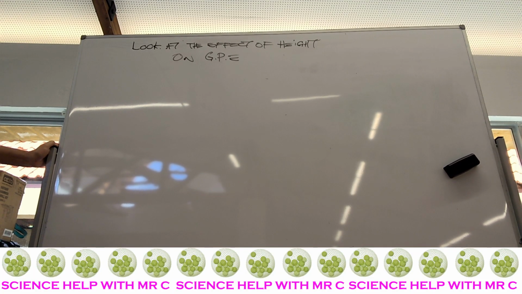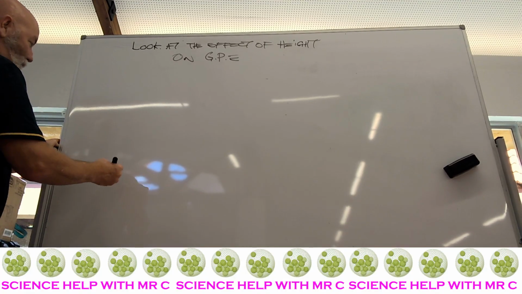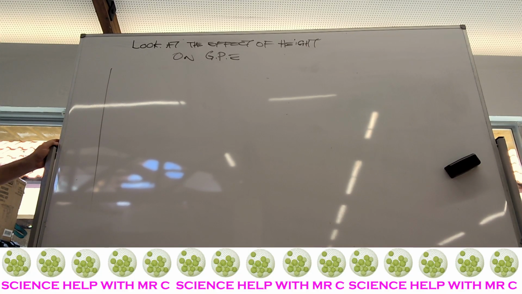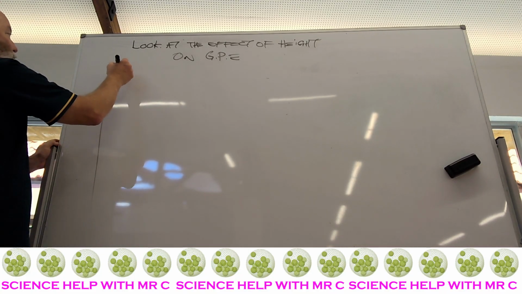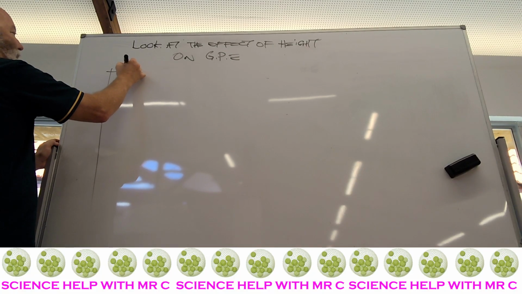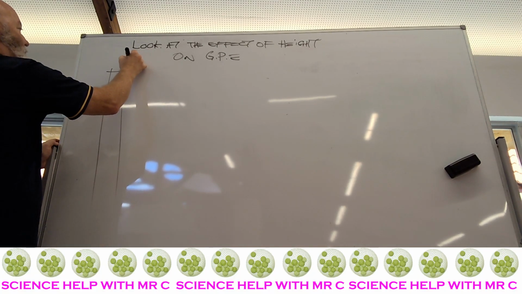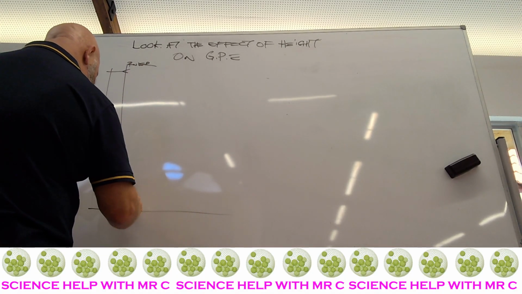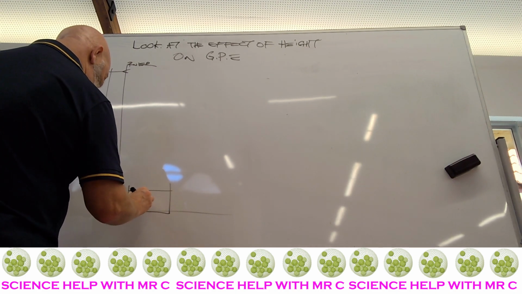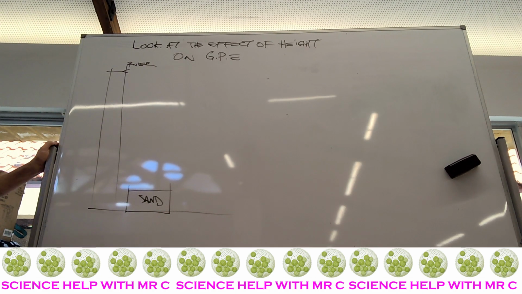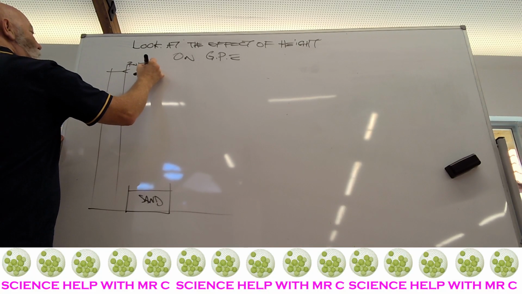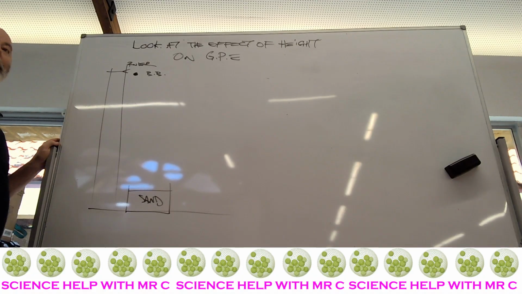So what you're going to do in your prac is that you've got some sort of retort stand or something. And we have a ruler, so we're going to have a little flag going out there. I'm going to say this is a ruler. Down the bottom here, you're going to have a bucket of sand. And then you're going to have a ball bearing that you're going to drop.